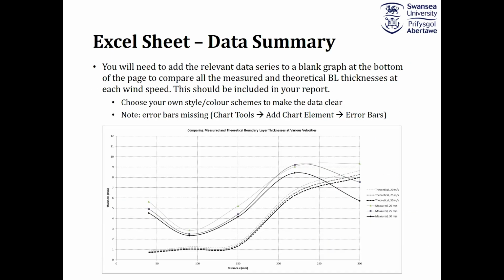At the bottom of that Excel spreadsheet, there's a blank graph where you can combine all of these 6 lines onto one graph. So you'll be comparing the 3 measured wind speeds against the 3 theoretical wind speeds. Obviously, I want you to do a little bit of work there. Just combine them all onto one graph. That will make it easier to put into your report because you've only got limited space.